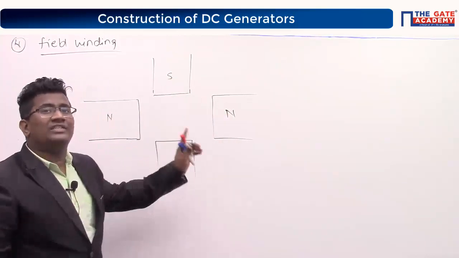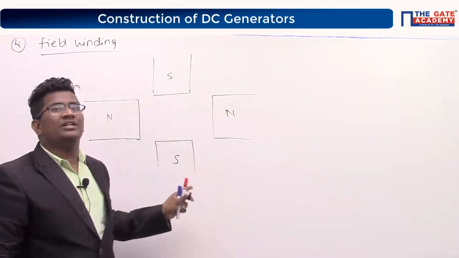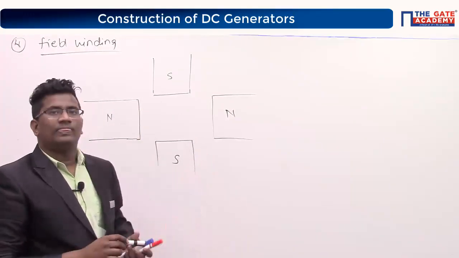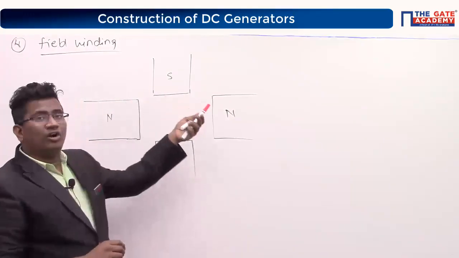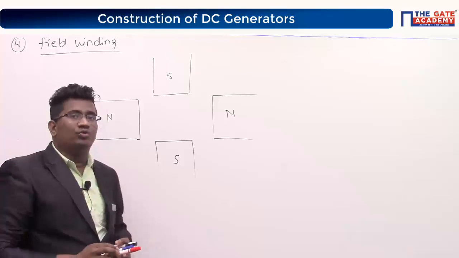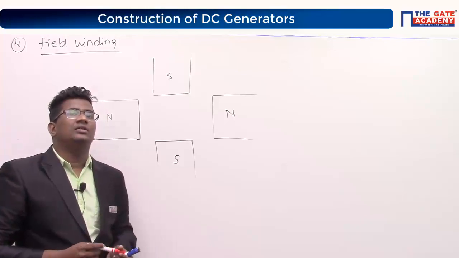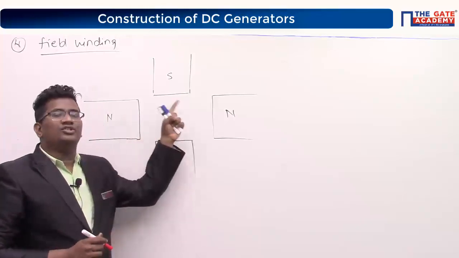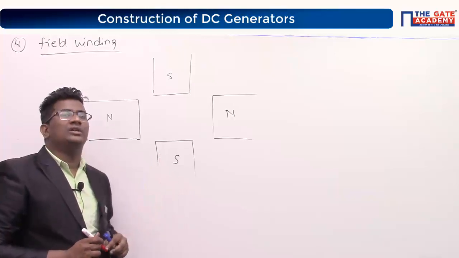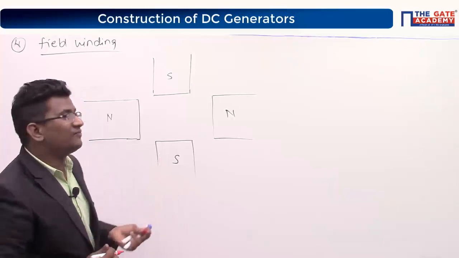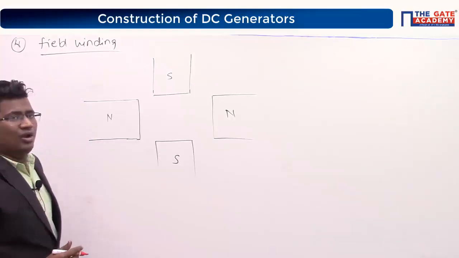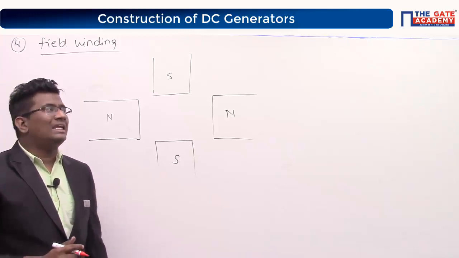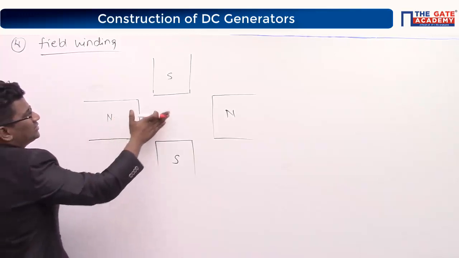This arrangement of poles is called which arrangement? I told you. Which system is it? Heteropolar system. Shabash. Heteropolar. Tell me, who is emitting the flux? Who is taking the flux? North is emitting, south is taking.